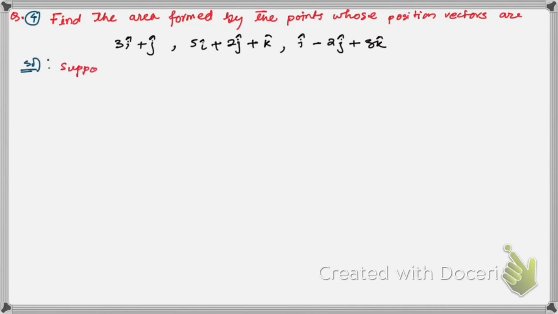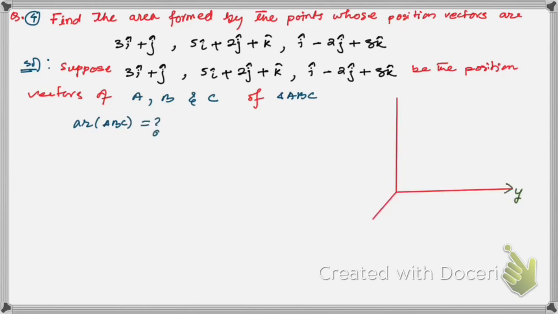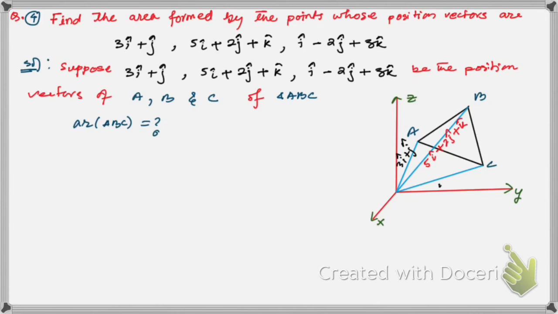Okay, so now suppose we have taken these position vectors of the 3 vertices. We have considered the vertices A, B, C of triangle ABC, and we are to find the area of triangle ABC. This is the coordinate system x, y, z, and here is the triangle. Suppose this is A, B, C. These are the 3 points and their position vectors are these, relative to the origin.